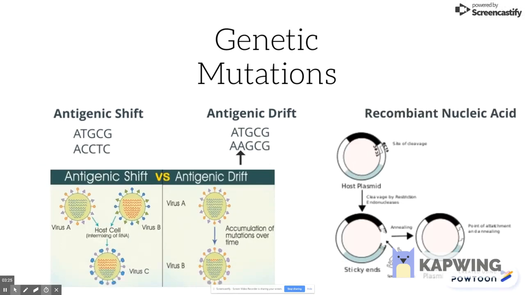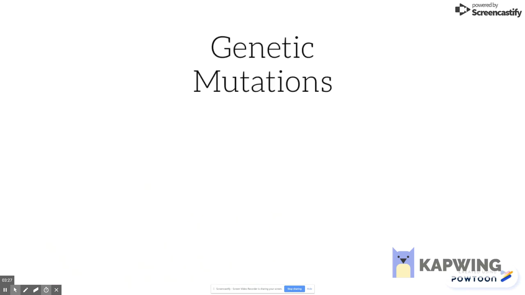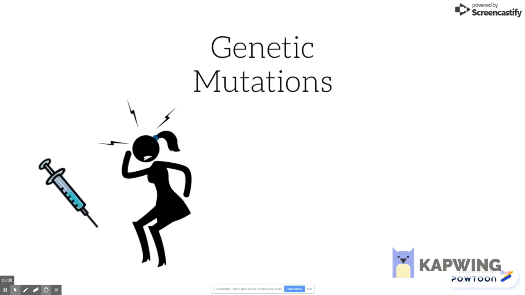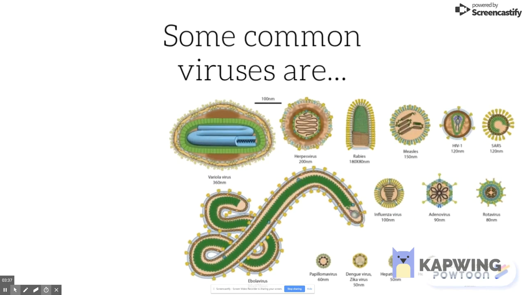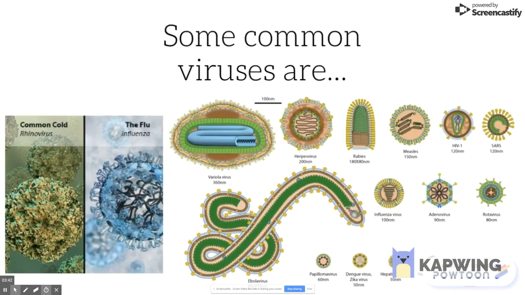These genetic mutations are what cause viruses to be able to change over time and grow more resistant or immune to vaccines. This commonly occurs in influenza, or the flu, and is why we require a new vaccine every year to stay protected. Some common viruses include the flu, the cold, rabies, measles, Ebola, HIV, polio, and more, like listed.